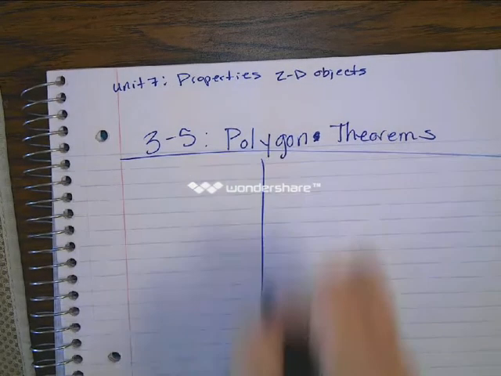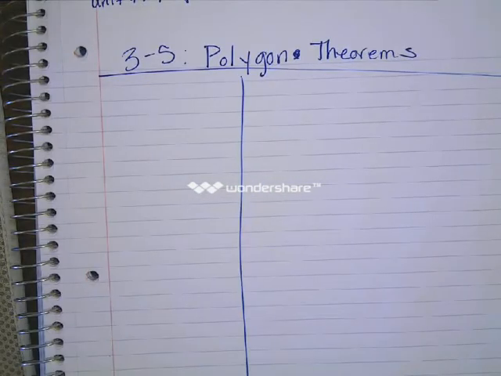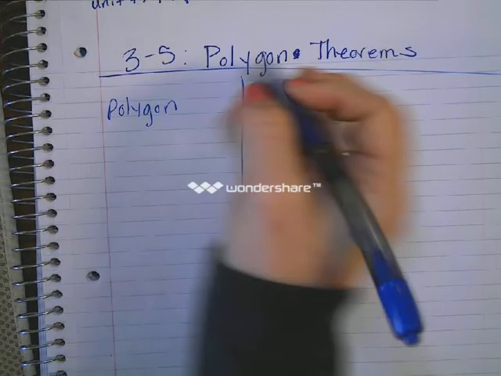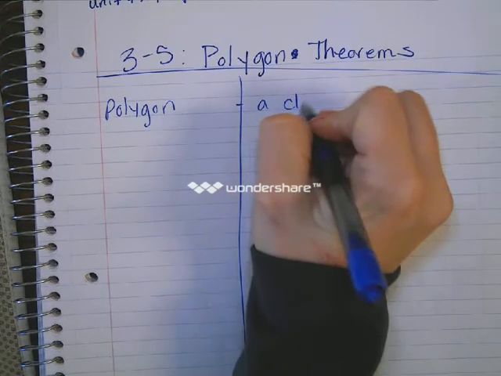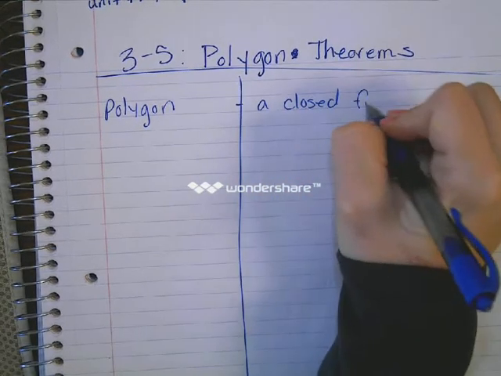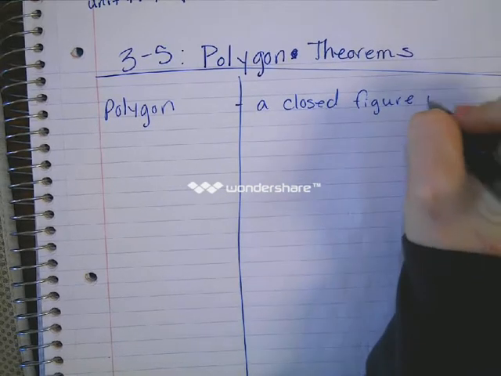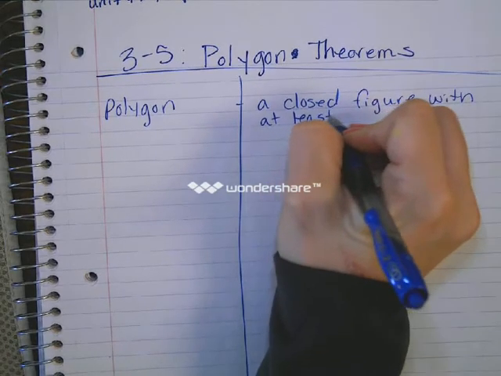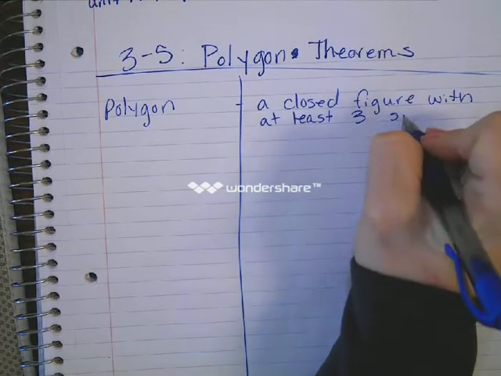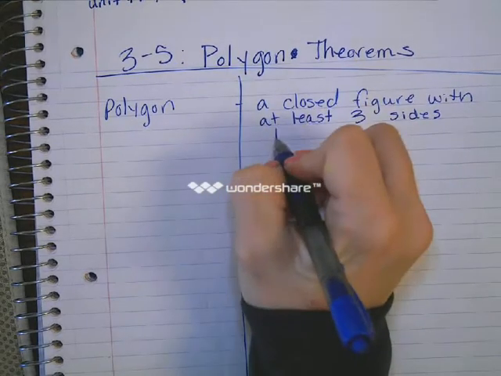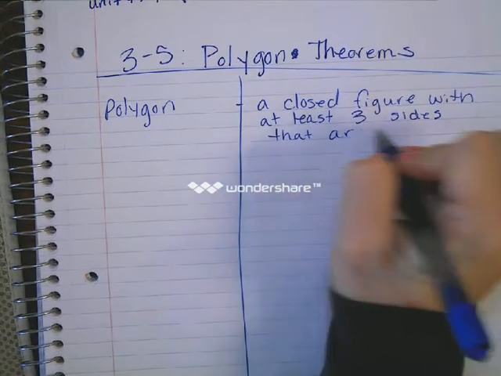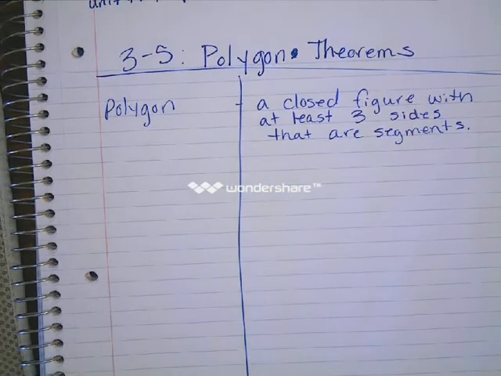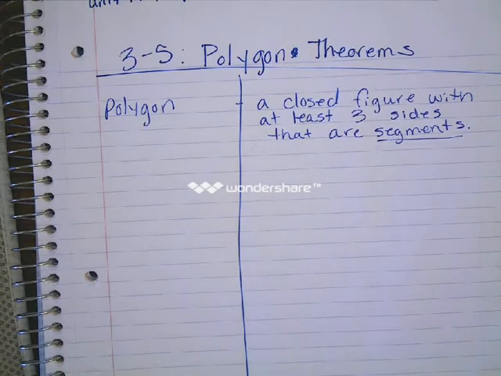So we're going to be doing polygons. Now, first of all, you need to know what a polygon is. A polygon is a closed figure with at least 3 sides that are segments. Okay? This word is important. That means none of the edges can be curved.